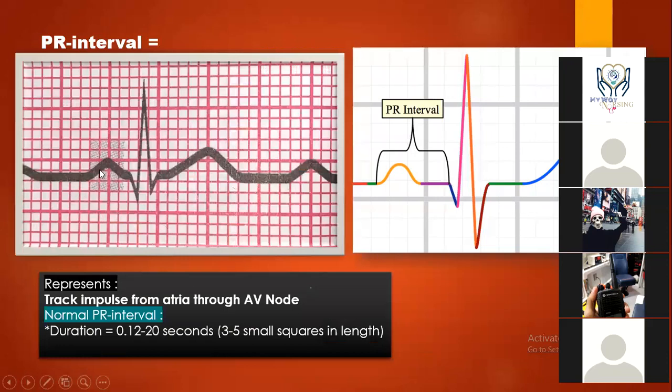Next, the PR interval. It's from the beginning of the P wave until the beginning of the QRS, okay? As I've mentioned, it represents the continuation of atrial depolarization and atrial repolarization, or atrial relaxation. Normally the PR interval is from 3 to 5 small squares. If it's more or less than that, this is considered abnormal. So you can see it from the beginning of the P wave until the beginning of the QRS.